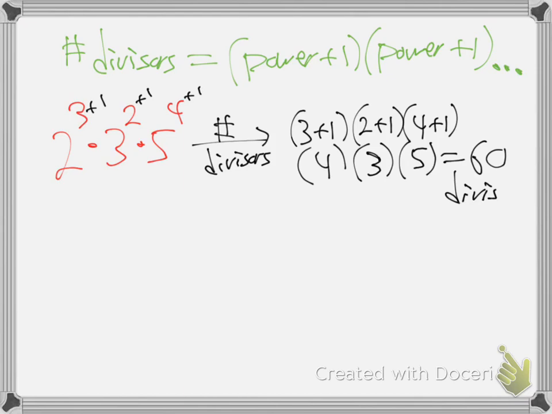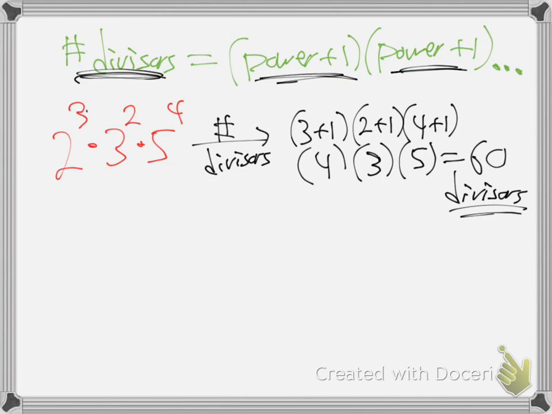60 divisors, wow. I don't want to find all those. That number would have 60 different things that go into it. You tracking with me? You getting the hang of this? So the number of divisors is just add 1 to each of the powers and multiply those together. Because that just makes a big array.